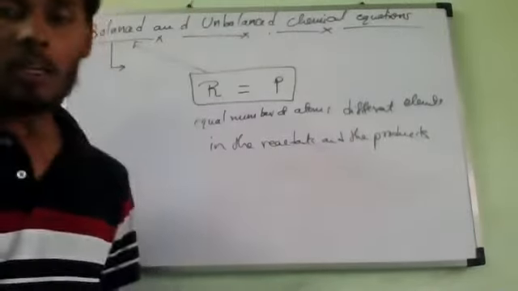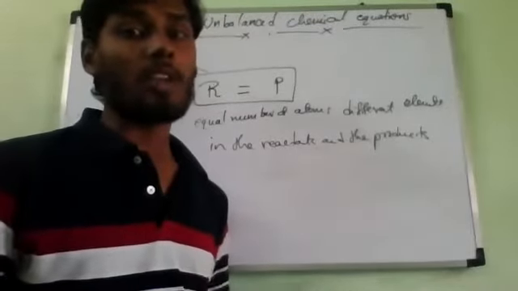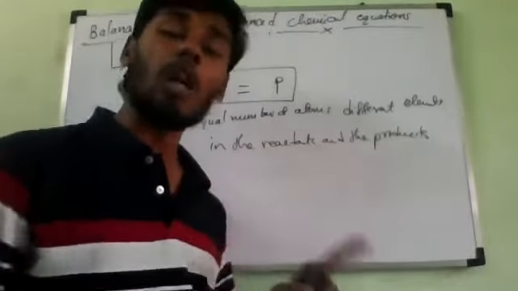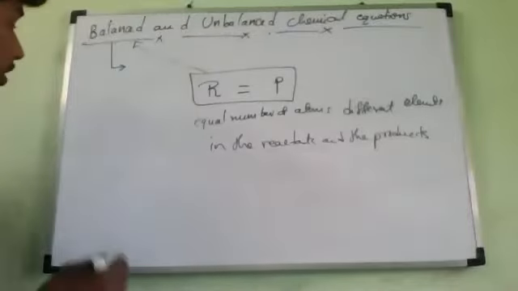What does it mean? If you observe the definition carefully, the balanced equation has an equal number of atoms of the different elements on both sides, as well as reactants as well as products. So now let us go with the example.